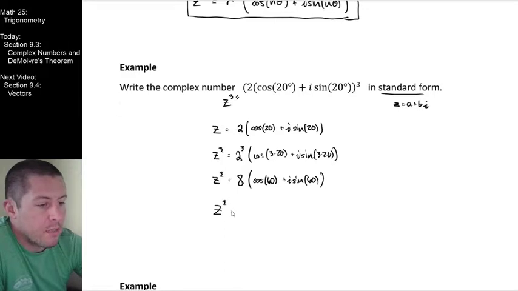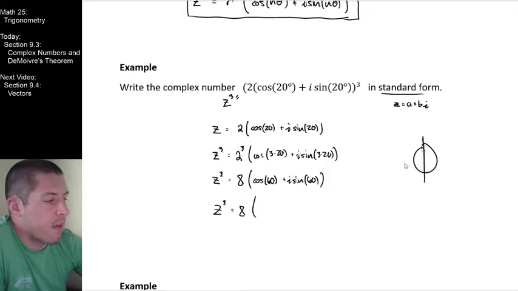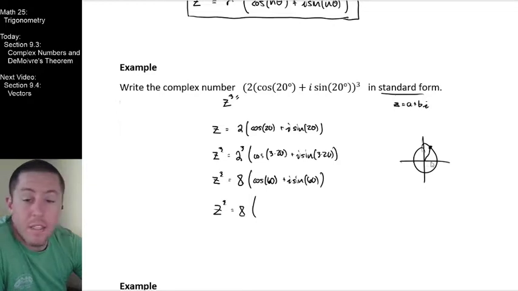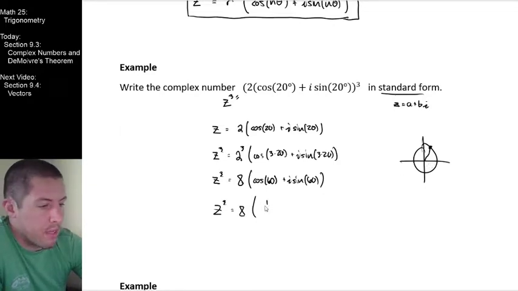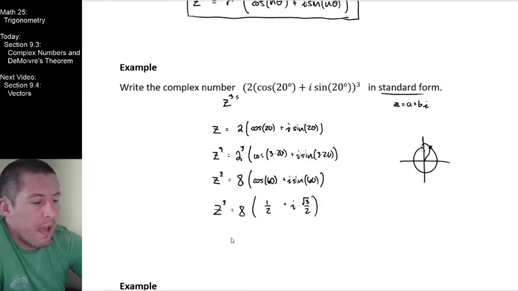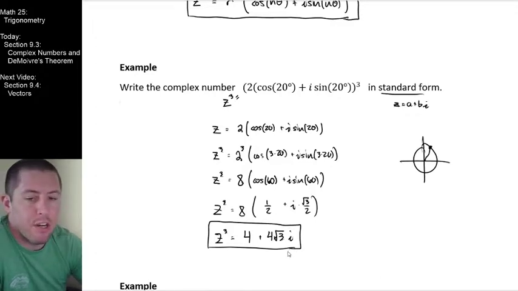So then I just got to ask myself, well, what is cosine of 60? What is sine of 60? And I can see that if I just look on my unit circle over here, looking at our 60-degree angle right here, it seems like the horizontal amount, the cosine, is the small amount. So that's going to be our 1/2. Therefore, the sine of 60 has to be the root 3 over 2. And to get then into our a plus bi format, I can multiply the 8 through, and that's going to give me 4 plus 4 root 3 i. And there is z cubed in standard form right there.